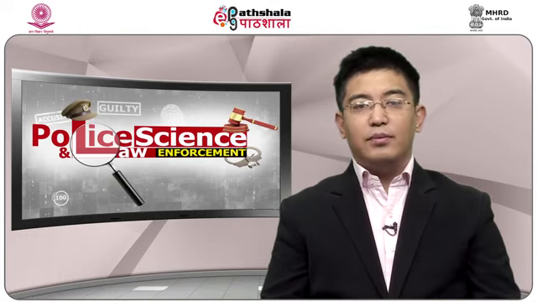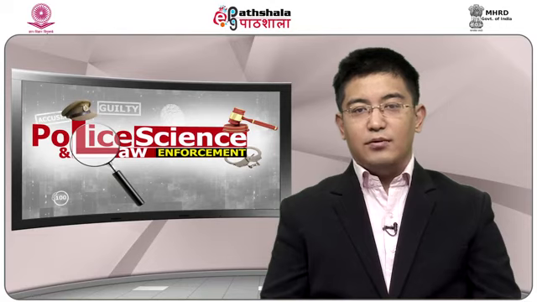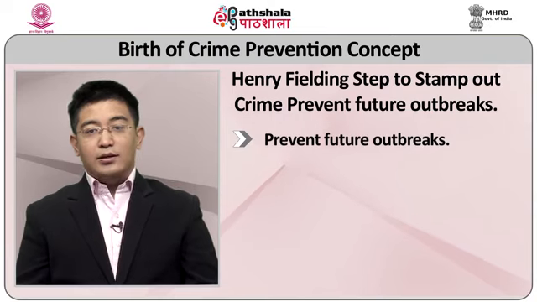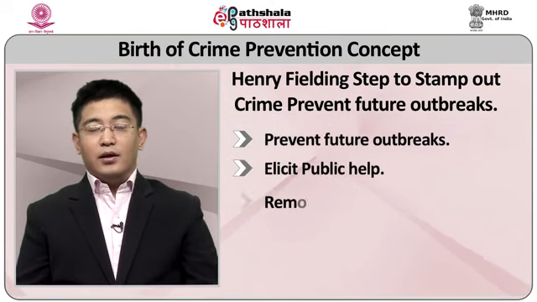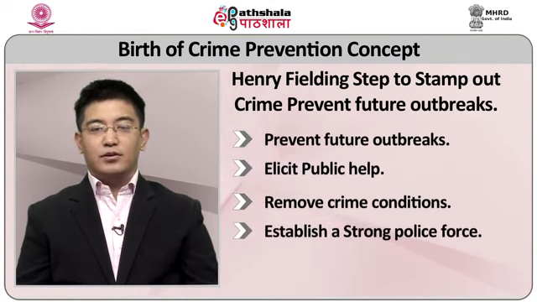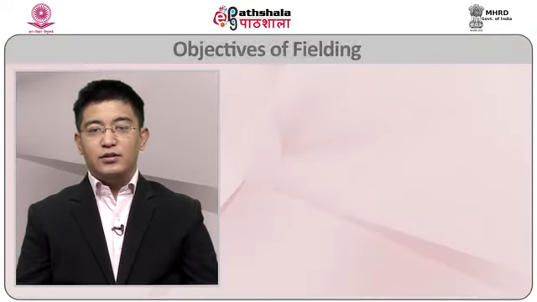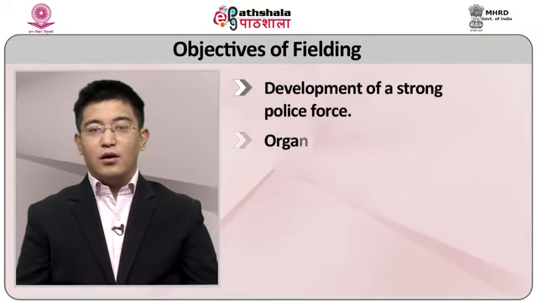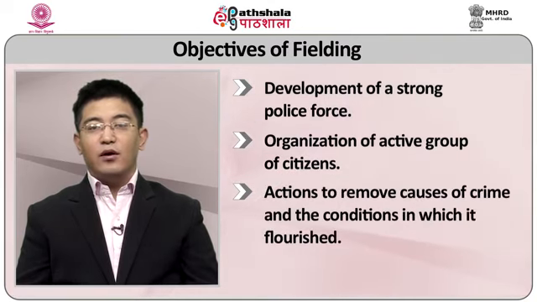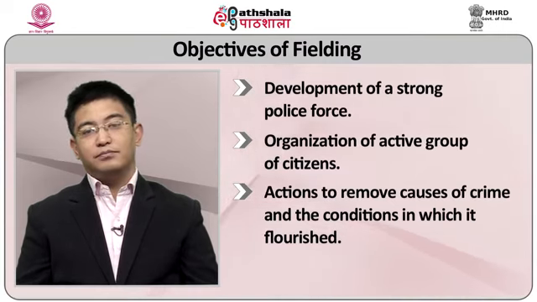Let us talk about the birth of the crime prevention concept, which was partly due to Henry Fielding. In the mid-1700s, Henry Fielding took the first positive step to stamp out crime, prevent future outbreaks and elicit public help, remove crime conditions and establish a strong police force. Fielding had three objectives. First, to develop a strong police force, organization of an active group of citizens, and actions to remove causes of crime and the conditions in which it flourishes.